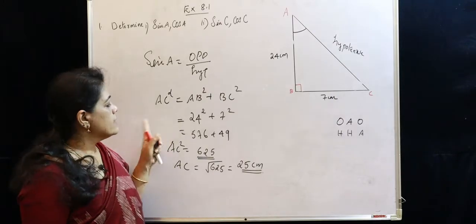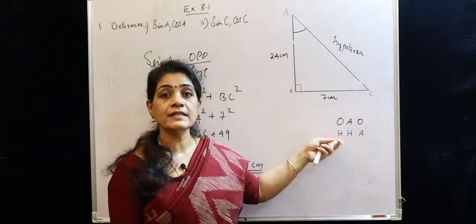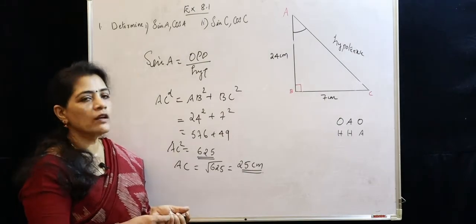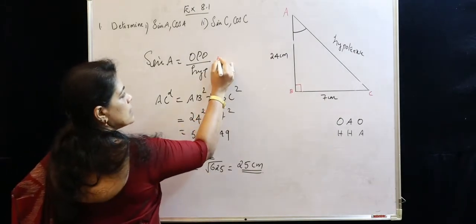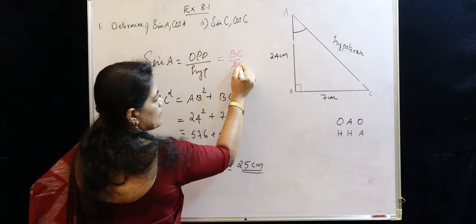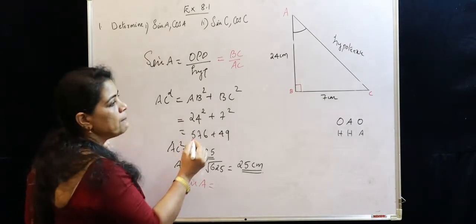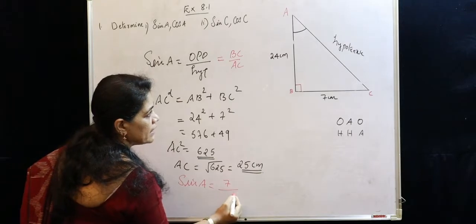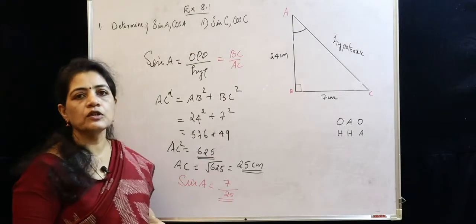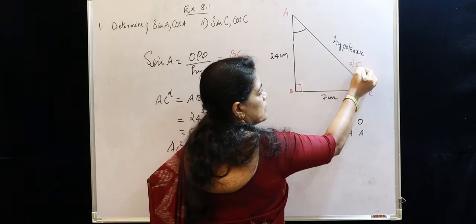After getting the hypotenuse, the remaining part is very simple. What will be sin A? Sin A is nothing but opposite side by hypotenuse. The opposite side is already given, that is BC, so sin A is equal to BC by hypotenuse AC. So sin A is equal to 7 divided by 25, since we have seen that the hypotenuse is equal to 25 centimeter. Understood? This is all about the first one.